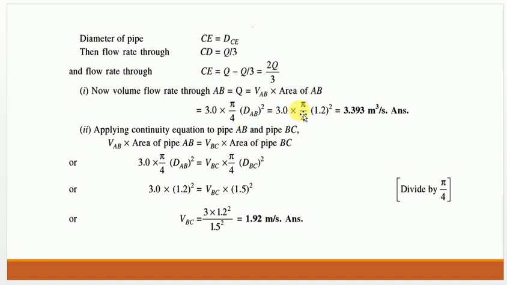So 3 into pi by 4, diameter is already given, 1.2 meters. So if you calculate that, it will be 3.393 meter cube per second.